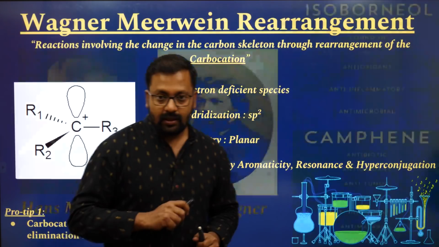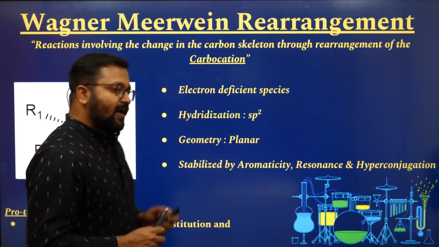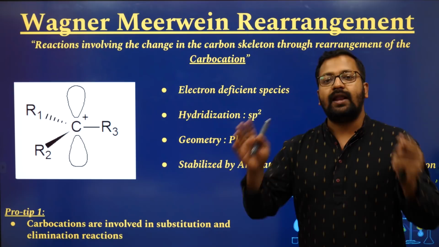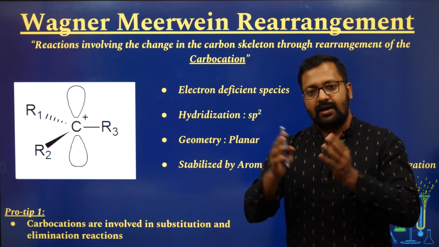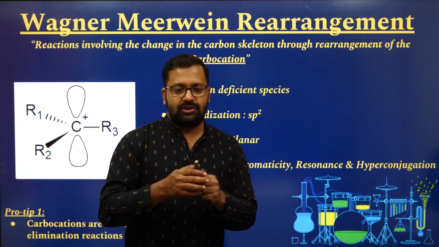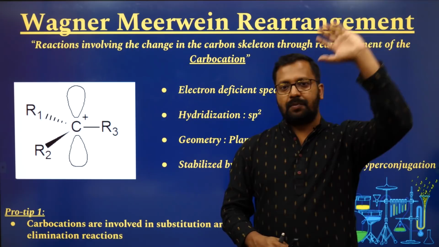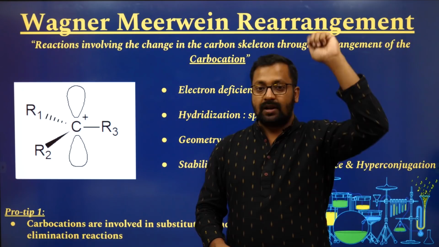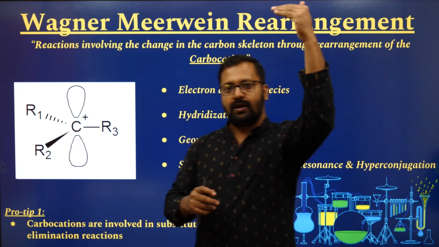So the Wagner-Meerwein rearrangement is a rearrangement of the skeleton of the carbocation. That means you take a carbocation and you rearrange different parts of the carbocation, you end up getting a rearranged system which is known as Wagner-Meerwein rearrangement. Rearrangement ka matlab ye hota hai ki, let's say I shift the position of few things. So there is a bookshelf, I take a book from a particular rack and keep it in a different rack. That is rearrangement. That is not completely removal of something, that is just rearrangement of a particular bookshelf in a given manner.